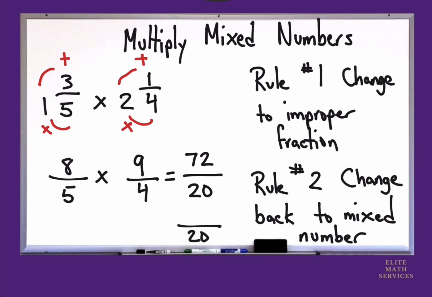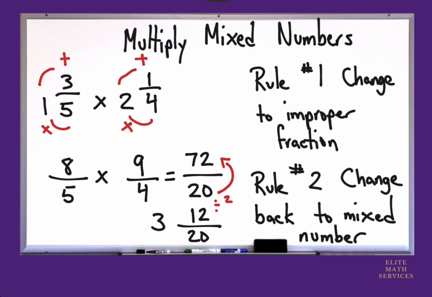So the first thing we always do is keep our denominator the same. We're going to put our 20 down at the bottom. Then we need to figure out how many times 20 can go into 72. So we have to divide. 20 goes into 72 3 times, which gives us 60. And then the remainder becomes our numerator. So when we subtract 72 minus 60, we're left with 12. And 12 becomes our numerator. And our final answer is 3 and 12/20.